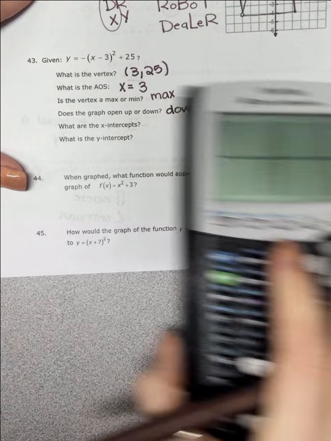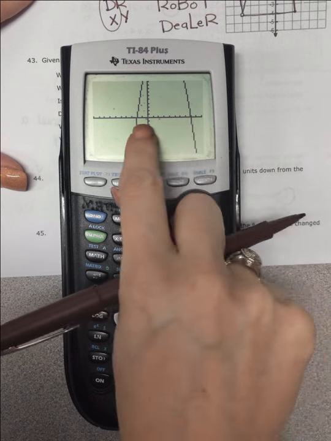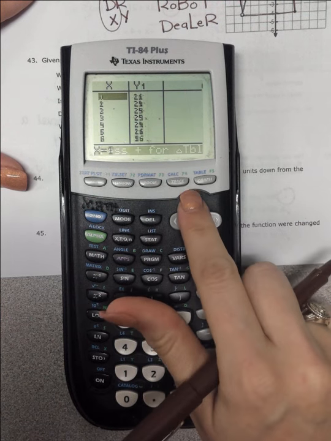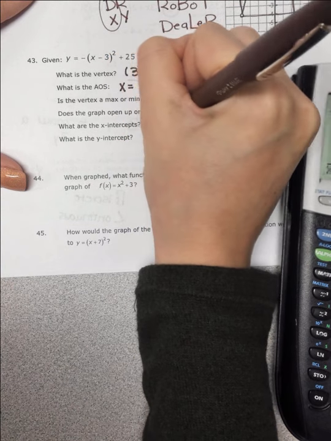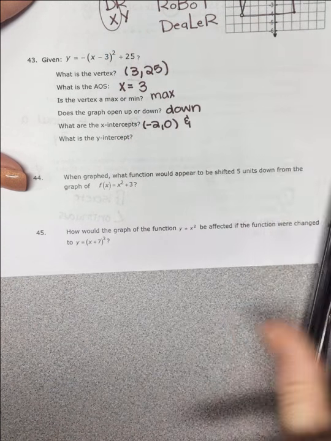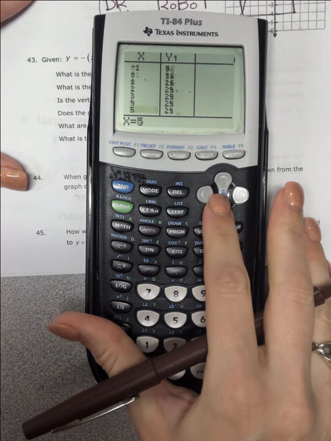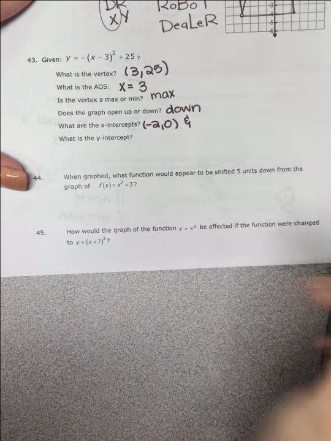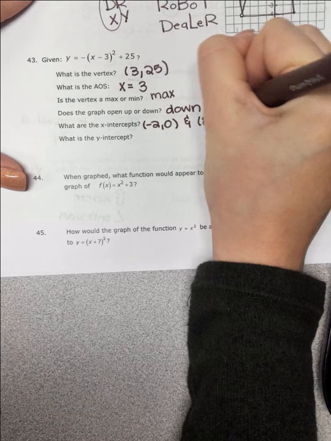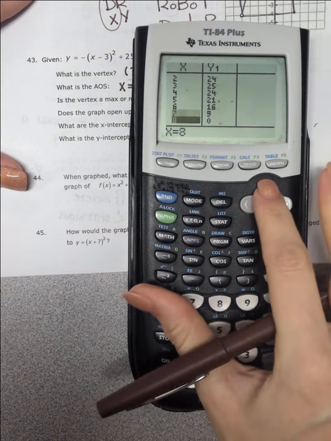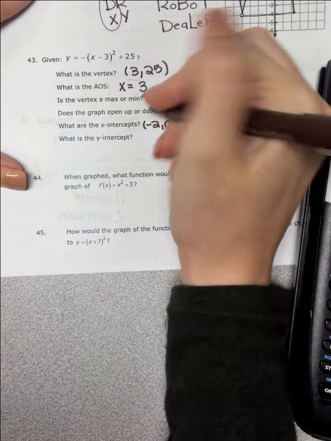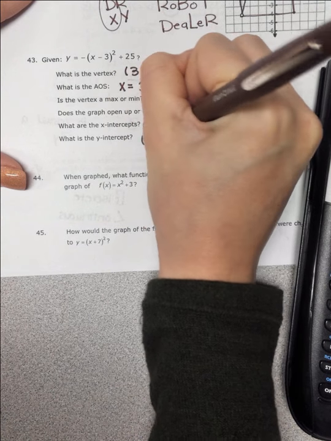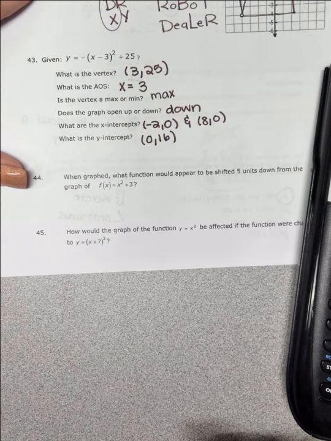What are the x-intercepts? So it's somewhere around in here. Let's look for those zeros on our table. So there's one at (-2, 0), and we need its pair at (8, 0). What is the y-intercept? So now we want a 0 in the x, and it's right there at (0, 16). So use your equations in your calculator.